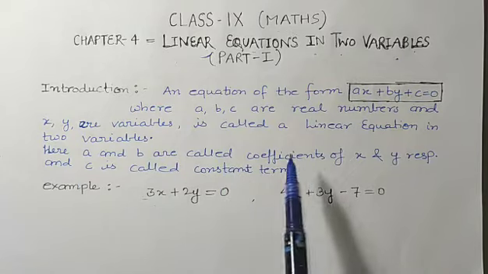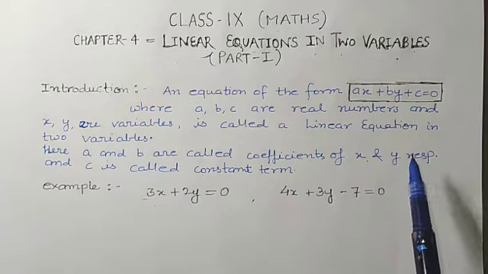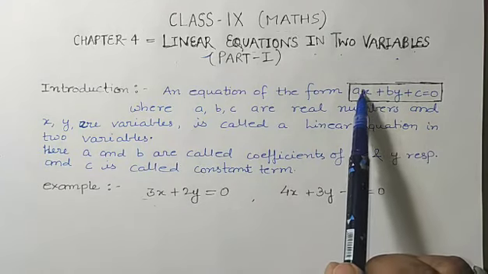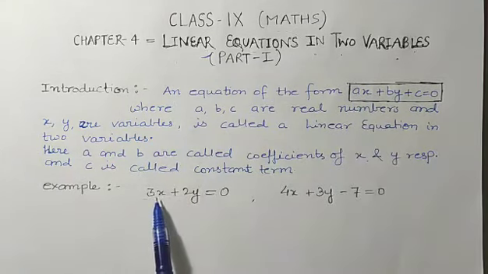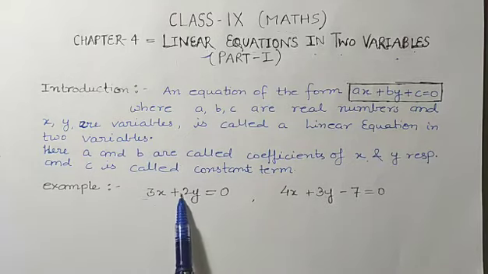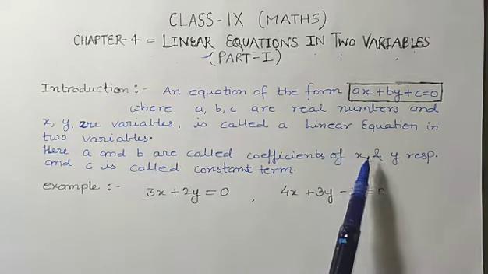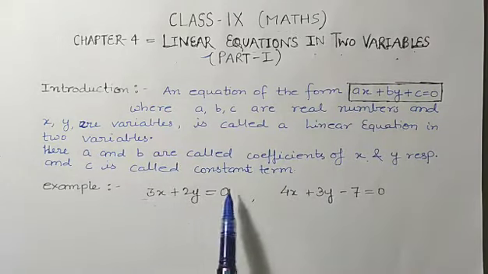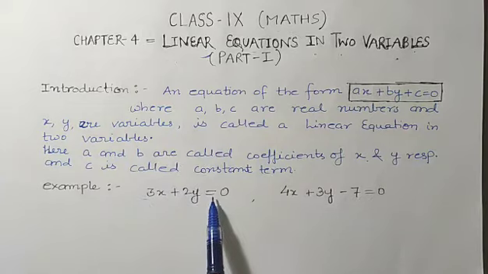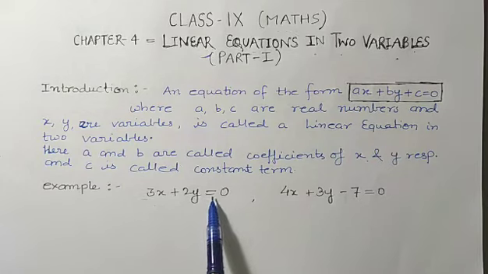Here a and b are called coefficients of x and y respectively. Means a is the coefficient of x. Like in this example, the coefficient of x is 3 and the coefficient of y is 2. So a and b are called coefficients of x and y respectively, and c is called the constant term. See, in this example, students, no constant is there, so we can say that the constant term is 0.